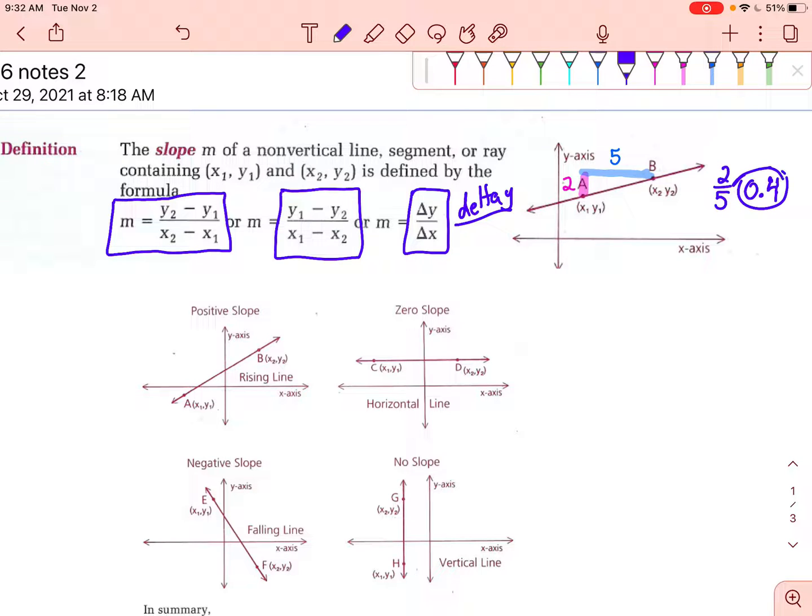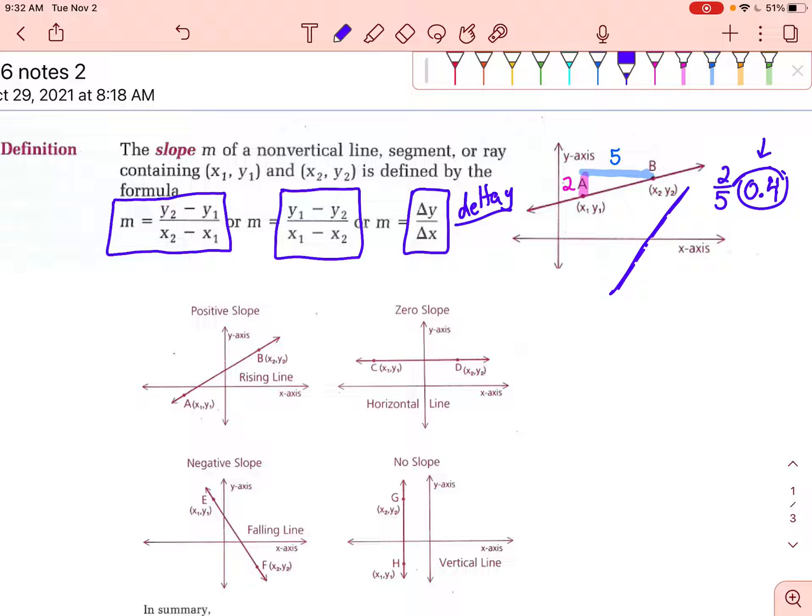Okay? The bigger the positive number, the more of a slope you have. Okay, so it goes up steeper. So you're looking at that decimal or that fraction of a number. And again, the bigger that number is, the steeper your slope is.